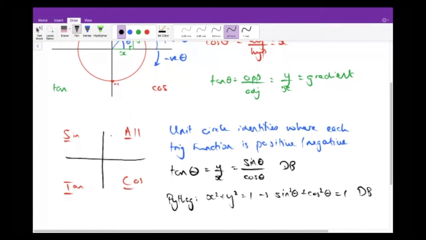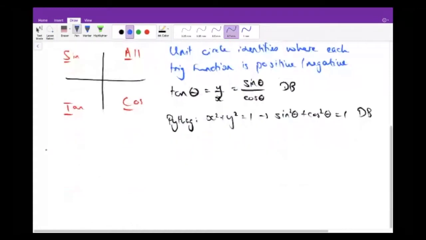Now let's think about the specific values that you need to know. So you need to be able to work out, say, 0, and I'm going to use radians for this to get a bit more practice, not for me, for you: pi over 2, pi, 3 pi over 2, 2 pi, etc. And these we're going to do when we look at the graphs. So use graphs to remember.